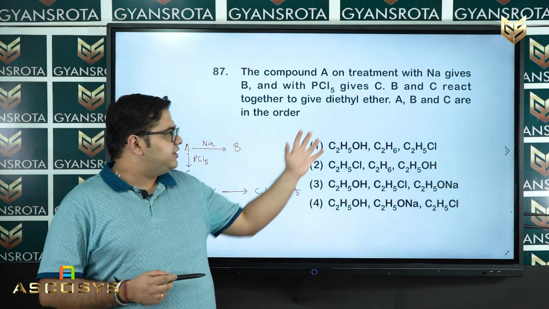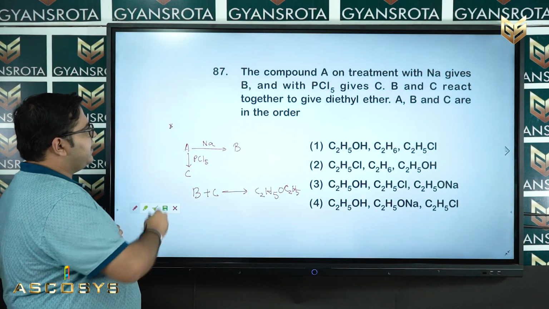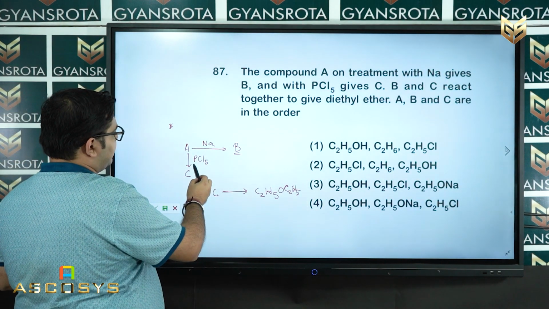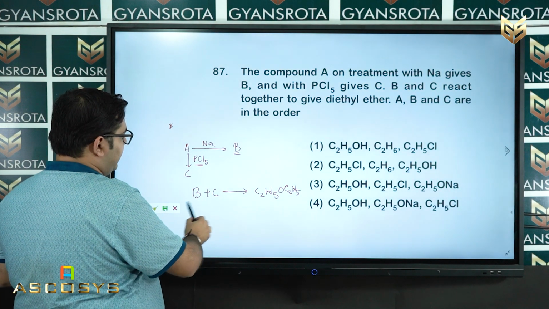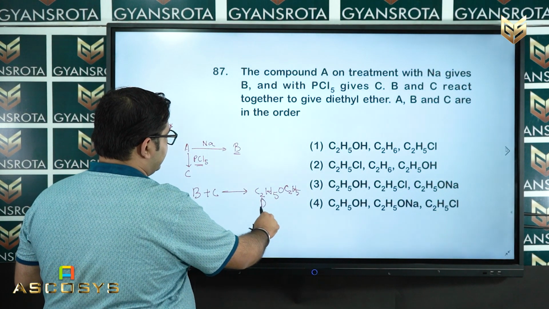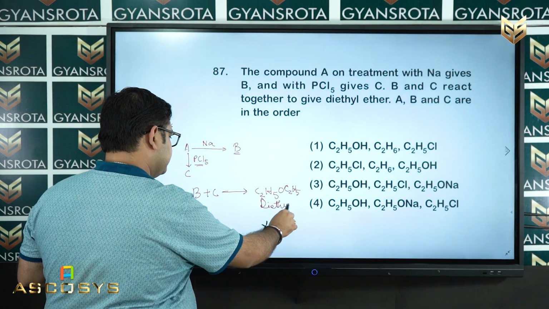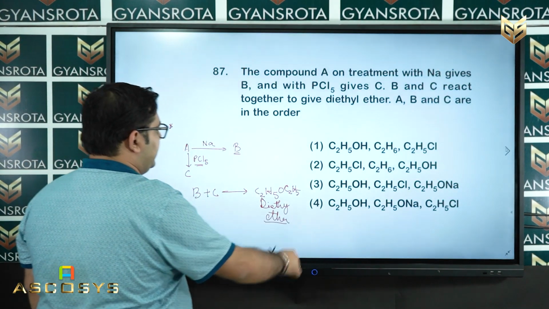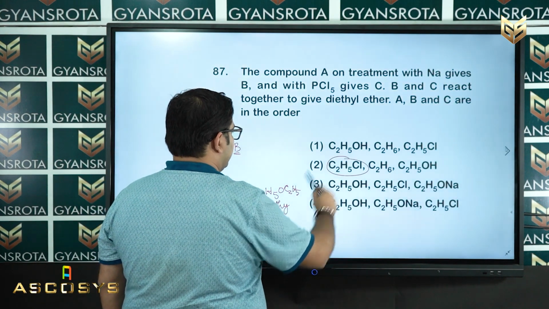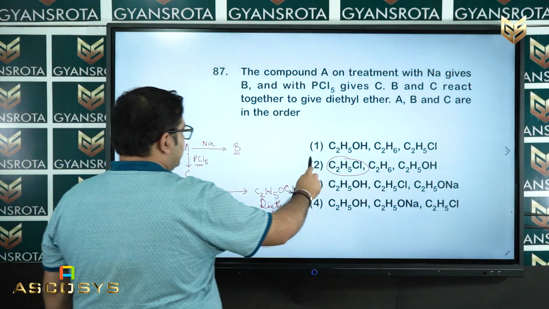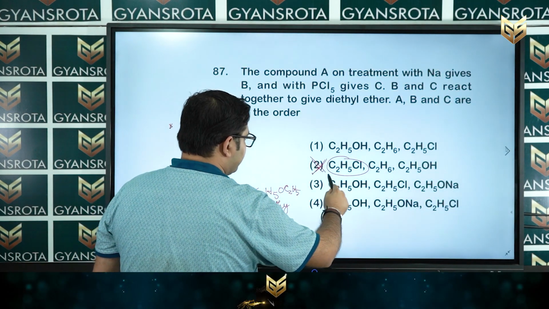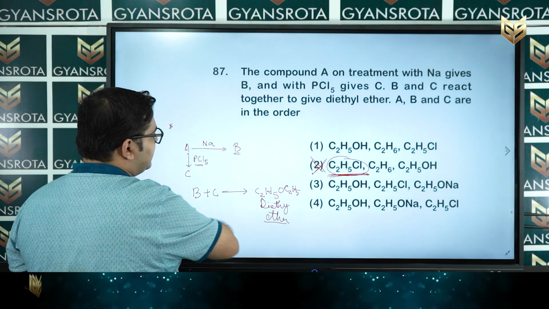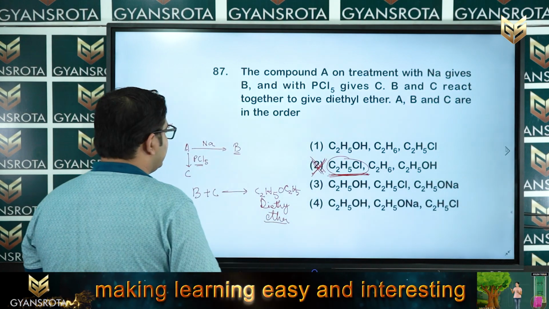So, if you see, I simplified this question here. A, when treated with sodium metal, will give B; when A reacts with PCl5, it will give C; and when B and C are combined, they will give diethyl ether. Now, see the options. The second option is not possible even, so we can easily neglect it. The first option is already negative for this reaction. So, option number 2 we can neglect.